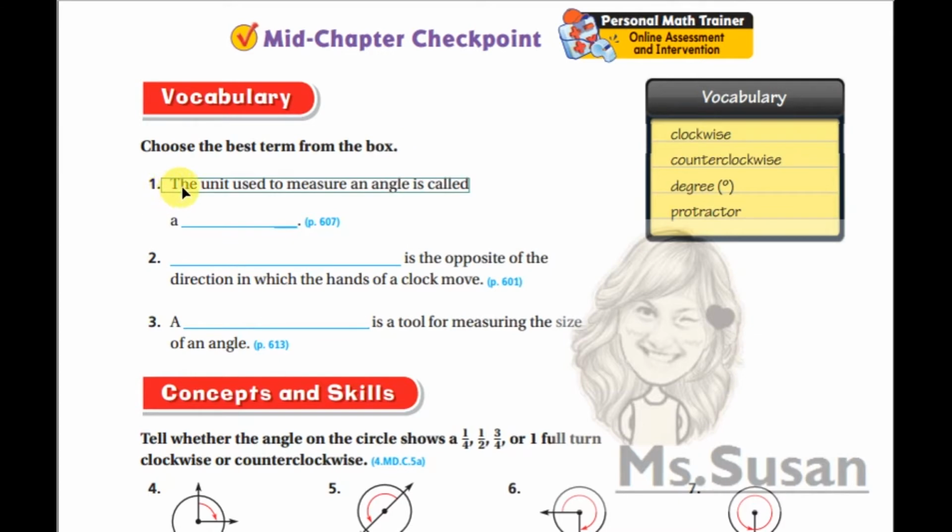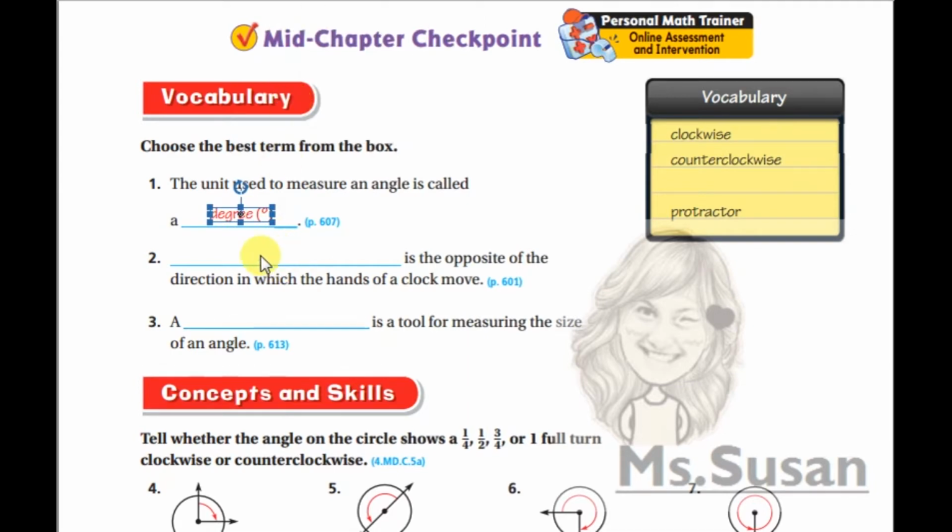First, choose the right answer. The unit used to measure an angle is called what? So we said, what is the unit here? Is it clockwise? Counterclockwise? They are both directions. Degree or protractor? We said protractor is a tool, so we omit clockwise, counterclockwise, and protractor. So we will have degree as the right answer here. So let's drag it and put it here.